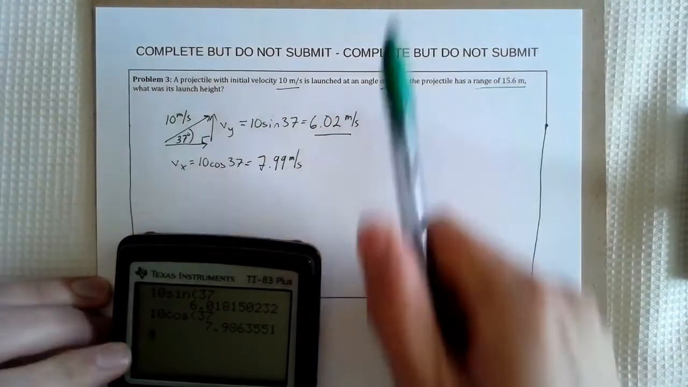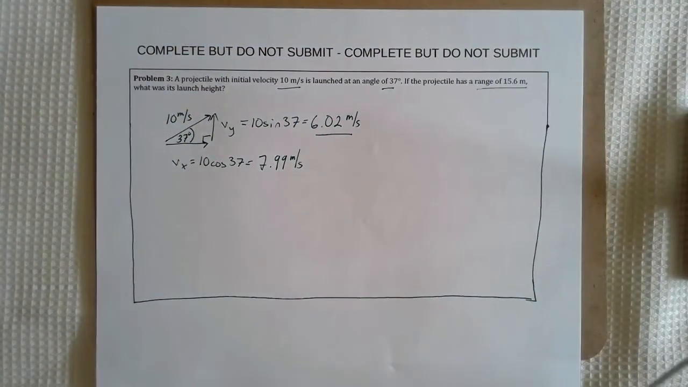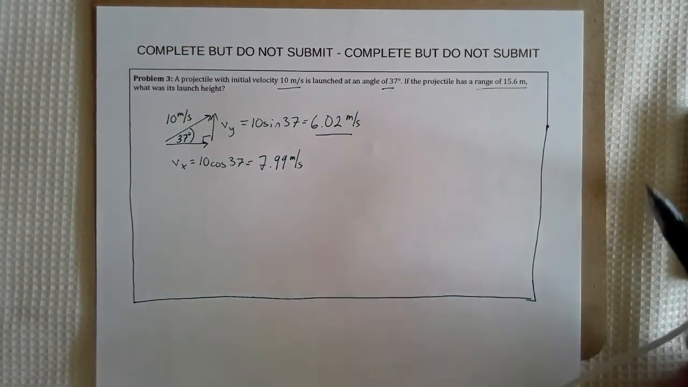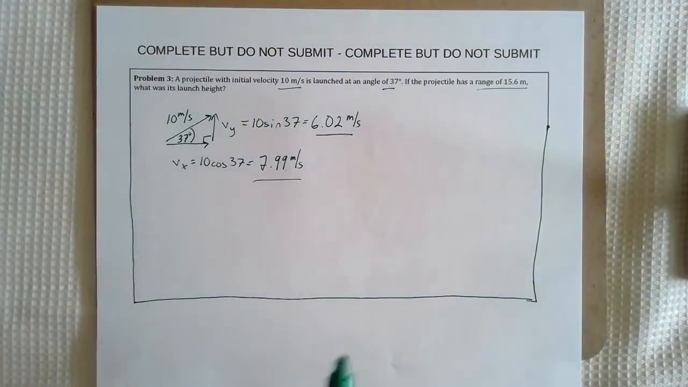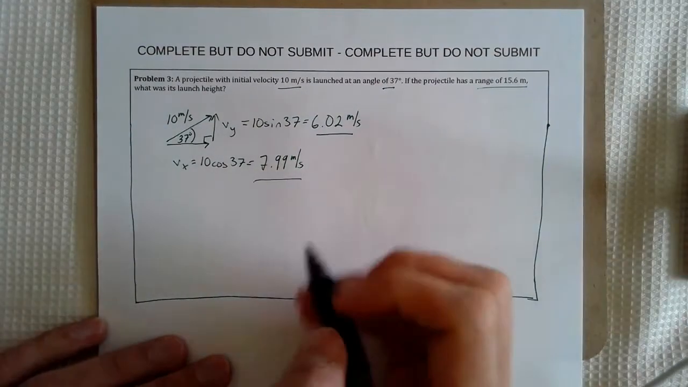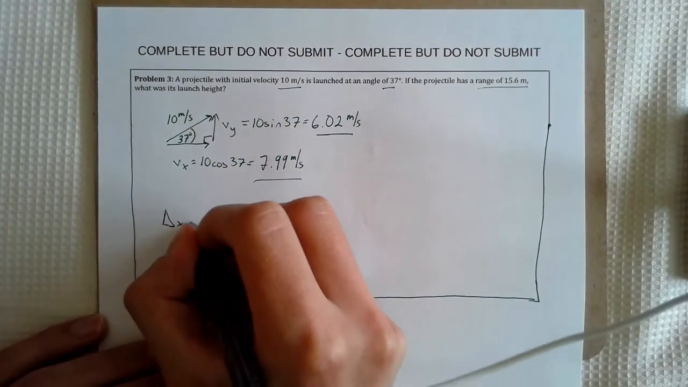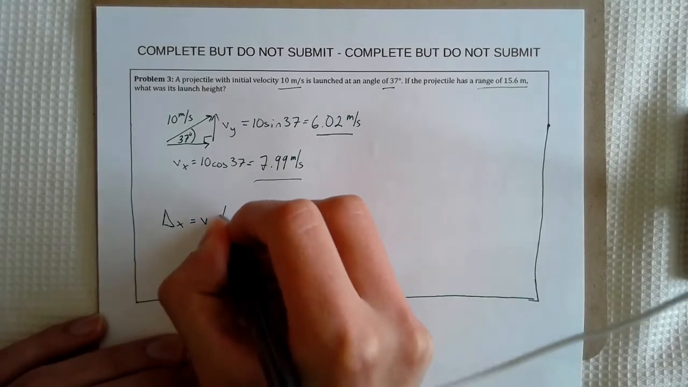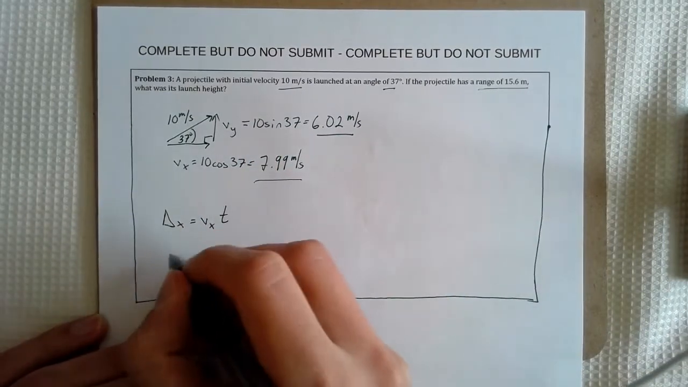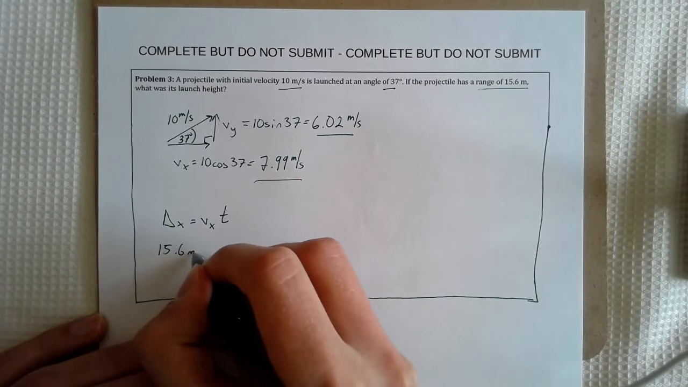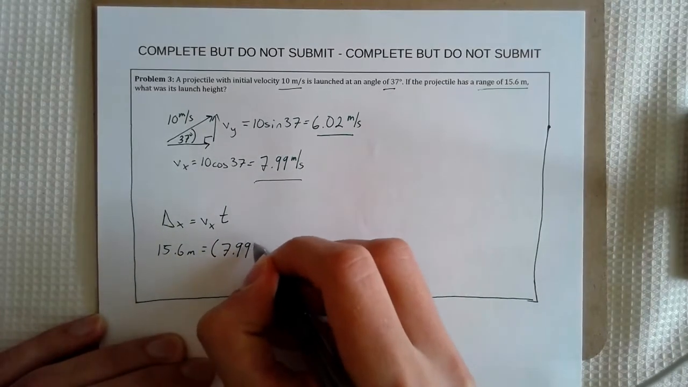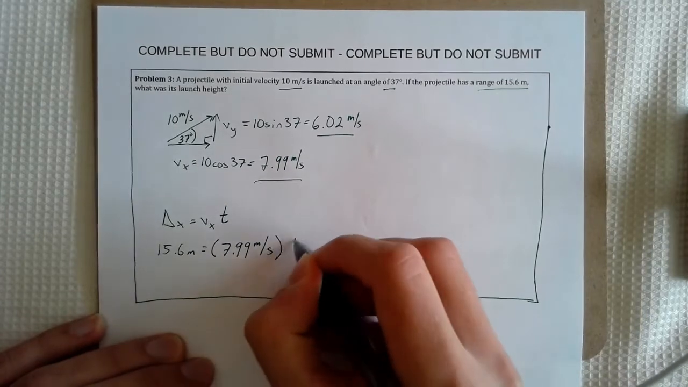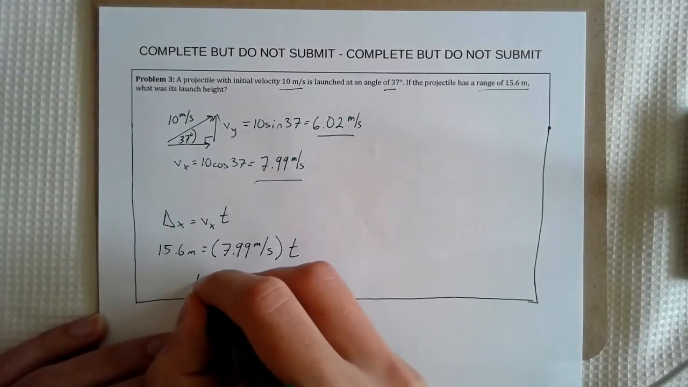7.99 is the x velocity. Then if we look at our range, if we know the range and we know the x velocity here, we can put those together to find the time. So we would have the range equation. We know the range over here is 15.6 meters. We know the x velocity is 7.99 meters per second. We don't know the time, but we can figure it out.